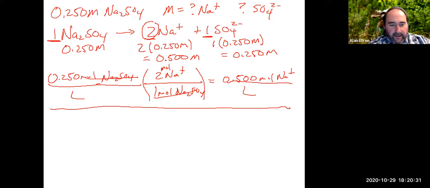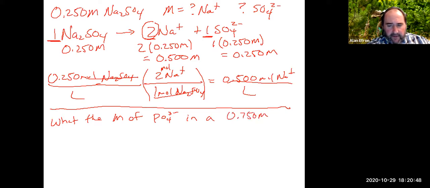So why don't we try one? Let's say, what is the molarity of the phosphate ion in a 0.75 molar sodium phosphate solution? Actually, let's do both the phosphate and the sodium.